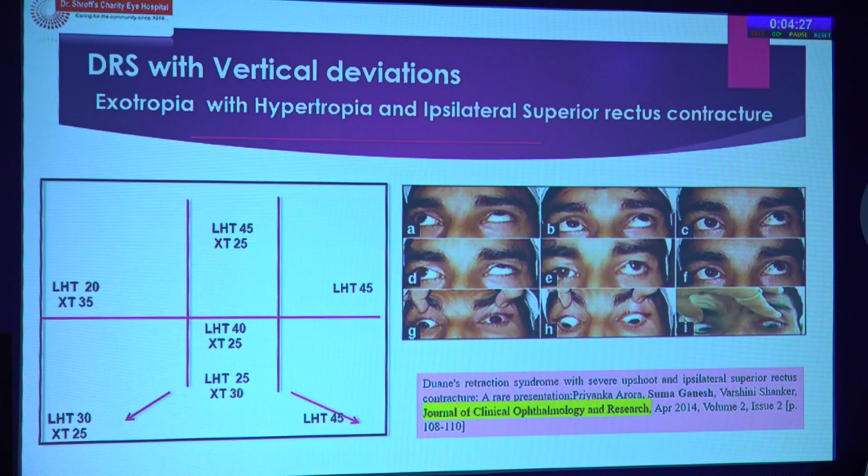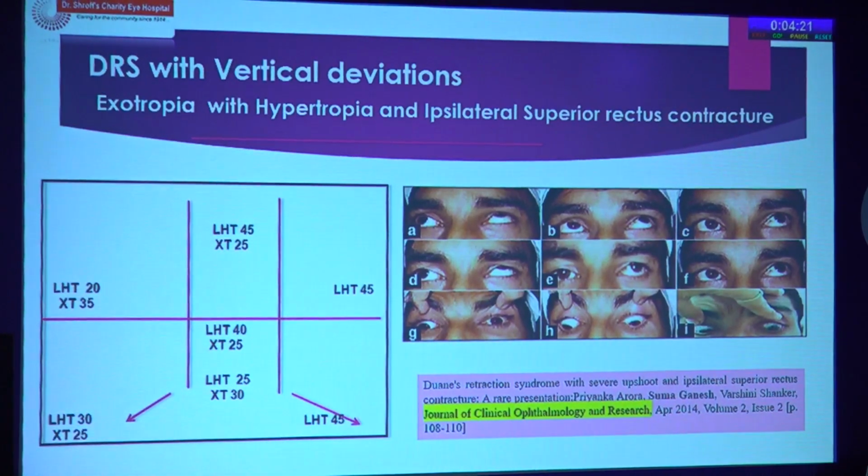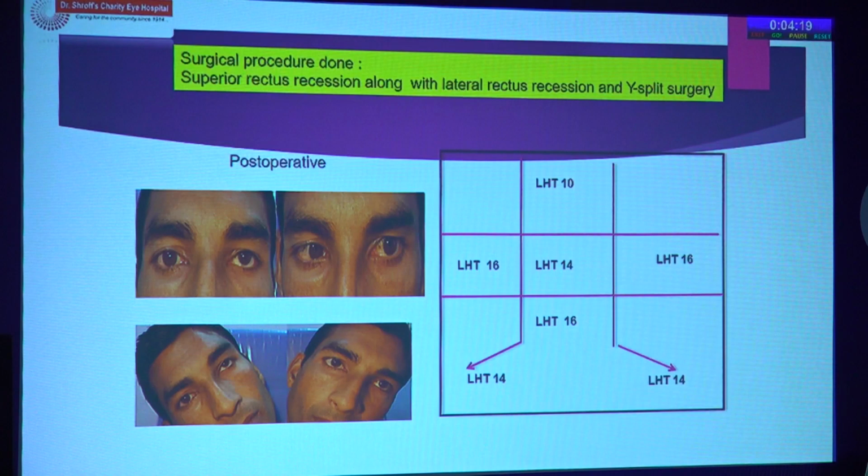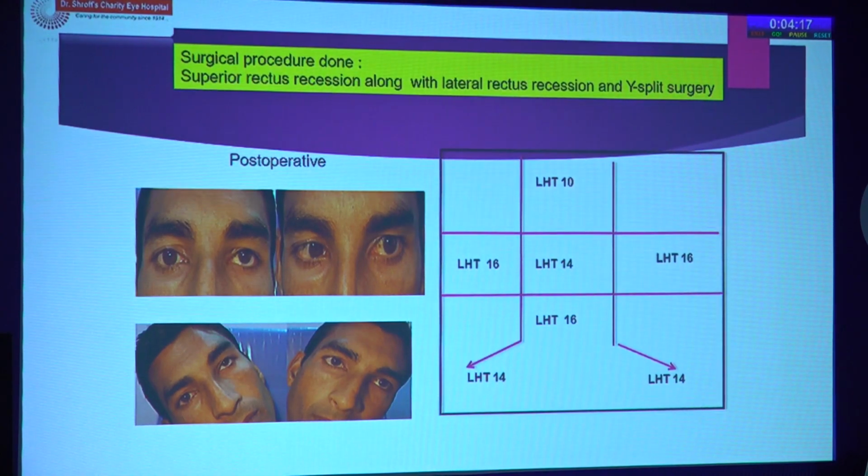So we suspected an ipsilateral superior rectus contracture, and that's exactly what we found in the FDT when we took up the patient. There was an ipsilateral contracture, and we operated on the patient, but still there was a residual left hypertropia of around 14 prisms. The patient was doing well because it was under local, so we operated only one eye. We did a lateral rectus recession for the exotropia, with a superior rectus recession and a Y split because of the upshoot. The patient is doing fine.